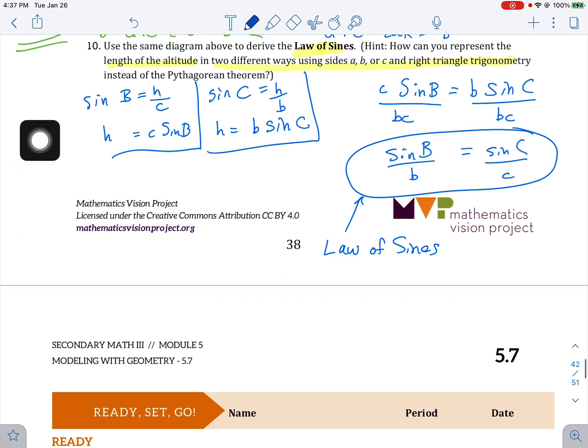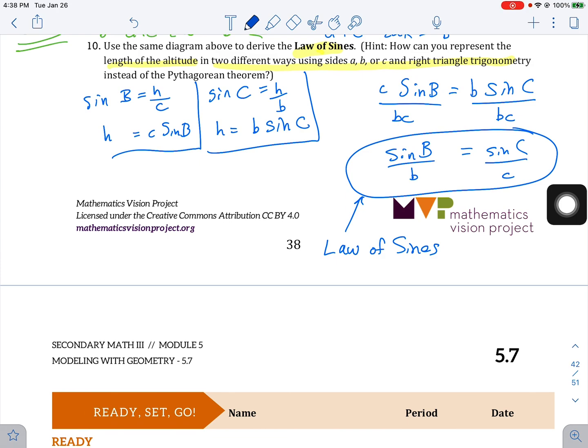over here, we can rewrite this in terms of h in terms of the other terms. h, if you multiply both sides by c, is c times sine of b, or multiply by b, it's b sine of c. So therefore these two are equal. c sine of b is equal to b sine of c. If we divide both by bc, we get the law of sines.